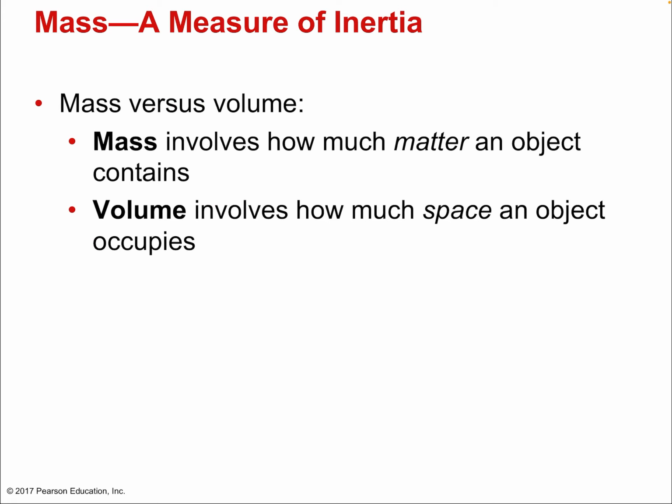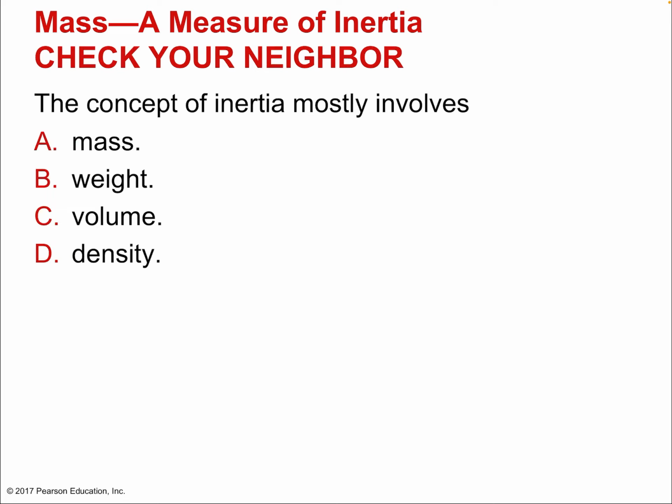So, mass versus volume. How do we relate that? Because I mentioned size, that inertia is independent of size, but what about when we do care about size? Well, mass involves how much matter an object contains. That's it, okay? Volume involves how much space an object occupies. So mass and volume are complements of each other. One doesn't depend on the other. They're totally independent, right? So obviously you can have an object that has very high mass and very small volume, or you can have an object that has very high mass and also very large volume, okay?